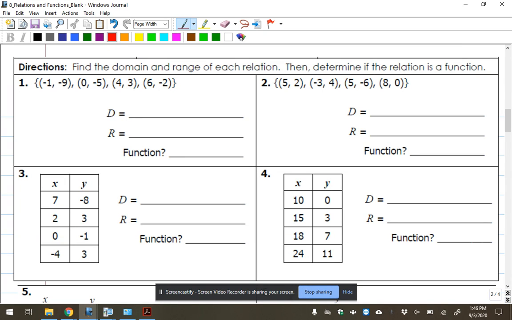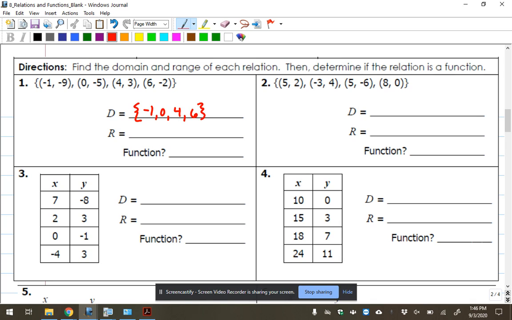Let's do a few examples here. The directions for these examples down here at the bottom are to find the domain and range of each relation, then determine if the relation is a function. Okay? So domain are what values? X's. So we're going to list the domain. So for number one, what are the X values? And I generally put them in order, least to greatest. That is not a requirement, but is how you will most often see the answers.